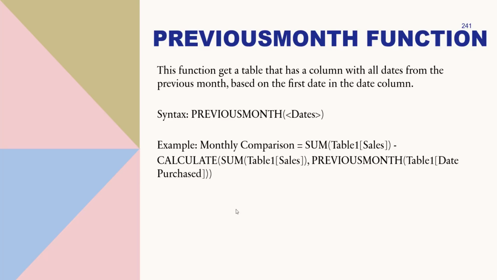This function is used to get a table that has a column with all dates from the previous month based on the first date in the date column. So you can see the syntax of the PREVIOUSMONTH function. This function accepts the date parameter. And next you can see the example that is calculating the monthly comparison. So basically it is calculating the total sales for the current month minus total sales from the previous month.